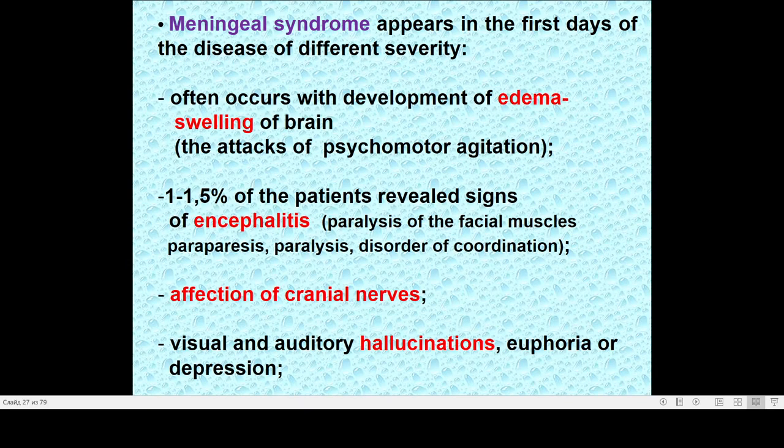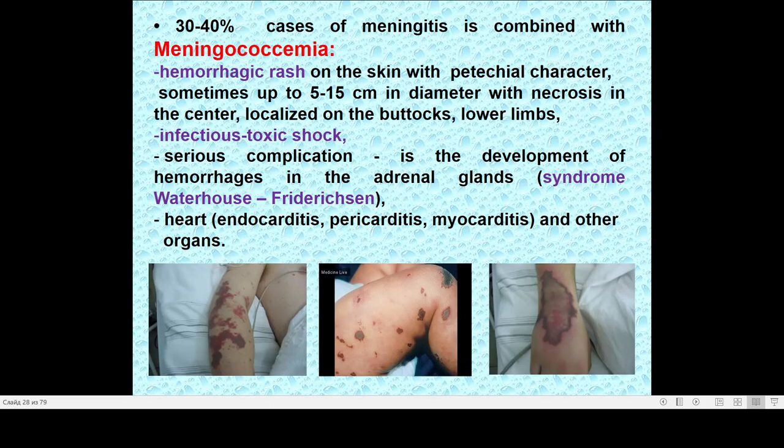Meningeal syndrome may appear on the first day of disease, not only after 2-3 days of nasopharyngitis, and may have different severity. One of the typical complications is brain swelling, edema of the brain. In 1-2% of cases, signs of encephalitis may be revealed with paralysis, paraparesis, disorders of coordination, and other focal symptoms. There may be affection of cranial nerves, maybe hallucination, exaltation, or sopor.